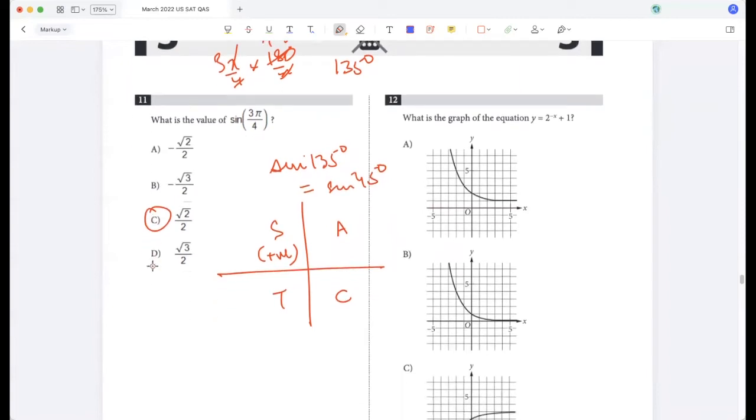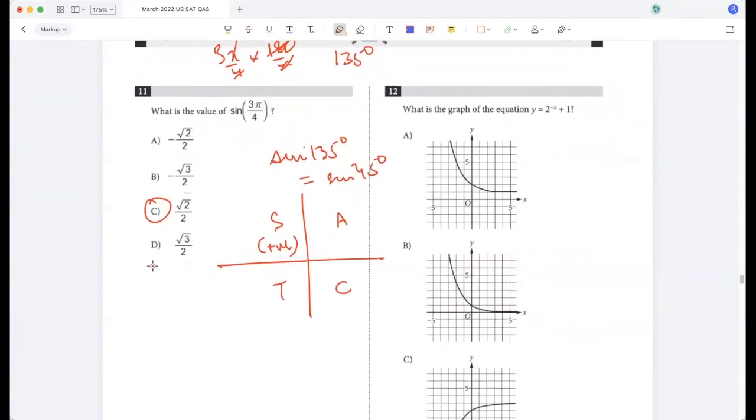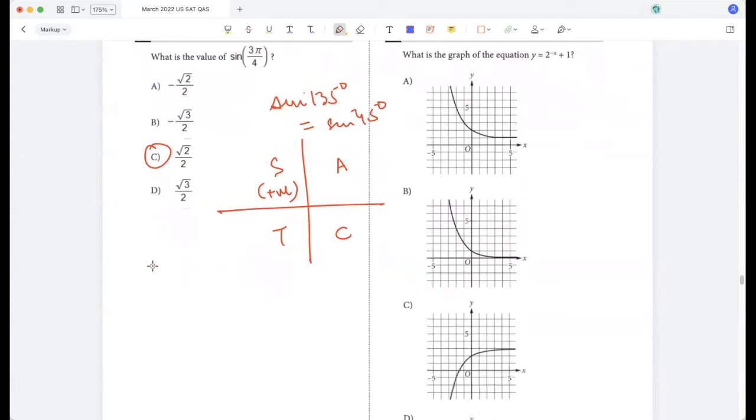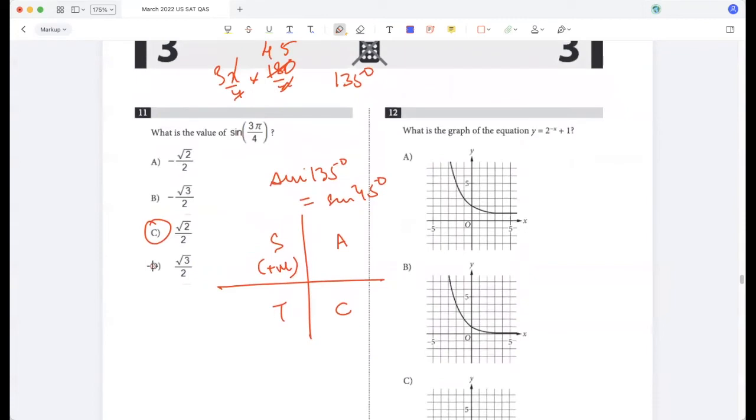What is the graph of the equation y is equal to 2 to the power minus x plus 1? Okay, so 2 to the power minus x, right? Yeah, so it will be a falling graph, and plus 1 means it would be 1 unit above. So I think it would be A, because 2 to the power minus x would look like this, where the y-intercept would be 0, 1, and plus 1 would be 1 unit above that. So that should be this one.